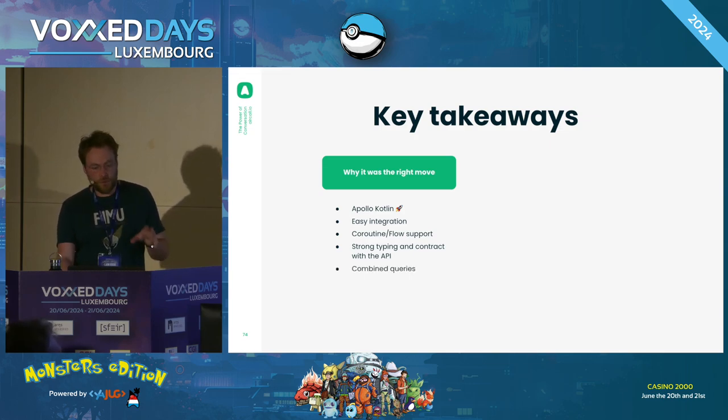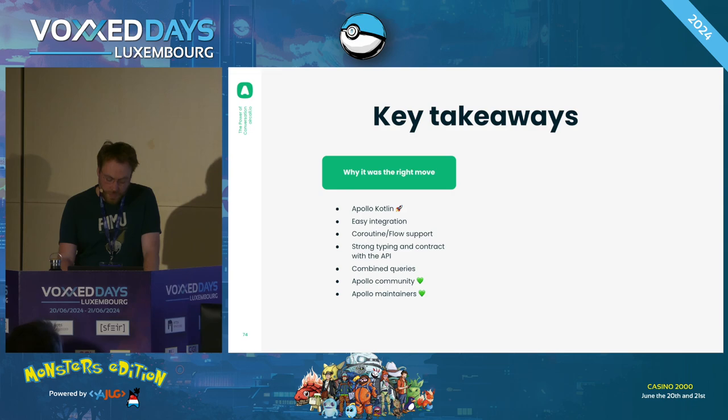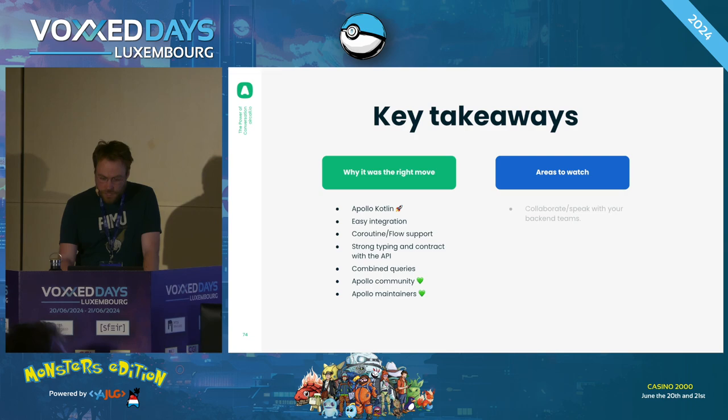The combined queries are important, but sometimes you need to work on them. And the Apollo community and the Apollo maintainers are gold for GraphQL. For the rest, watch the collaboration between the backend teams. You always need to sync, especially if you are on a backend for frontend mentality. As for error handling, even if we improved it, we still have some work to do to have a very clean way of handling errors.